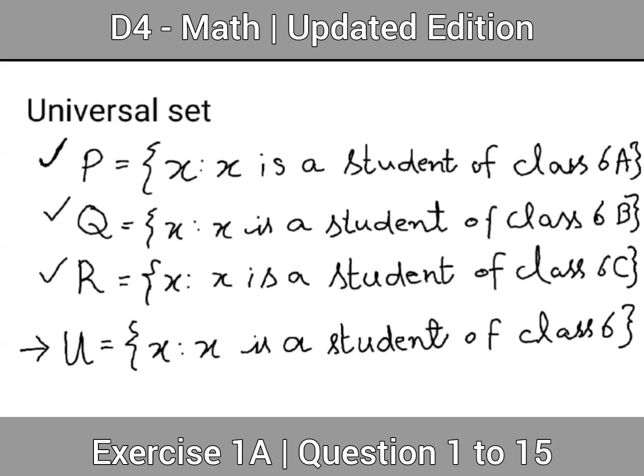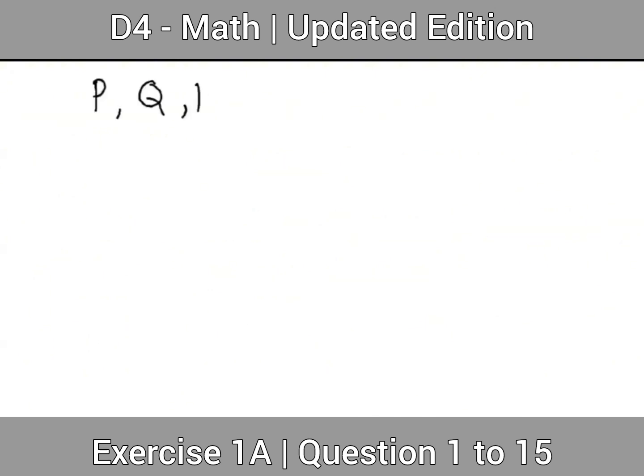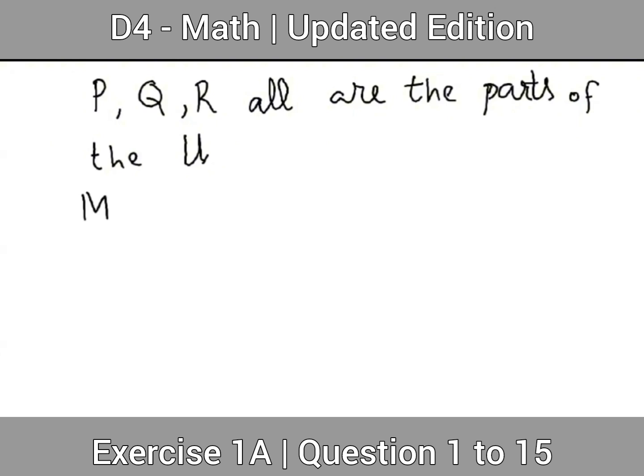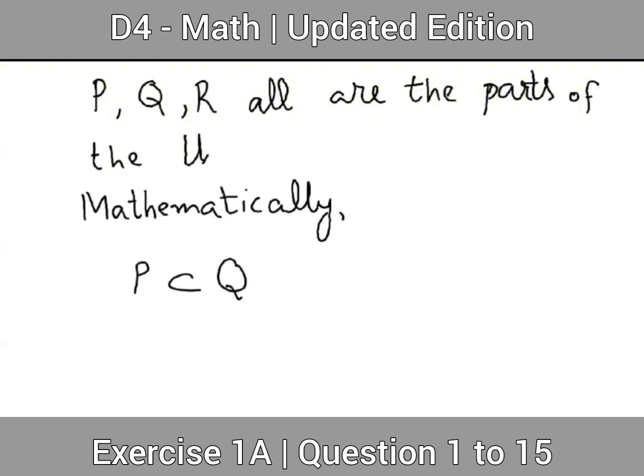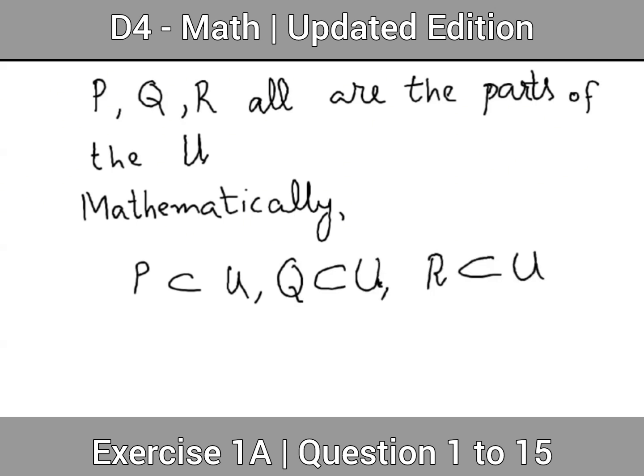But it is more suitable to say that X is a set of all the students of class 6. So here we have P, Q, and R. All are the parts of universal set U. We can write it mathematically. P is a proper subset of U. Q is also a proper subset of U. And R is also a proper subset of U.